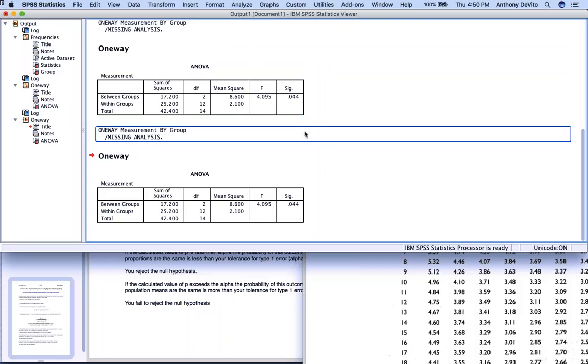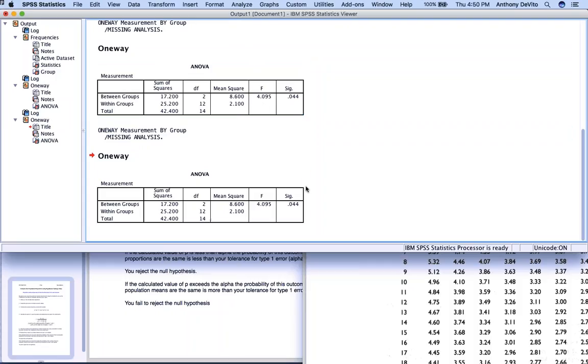In SPSS, it actually calculates the probability of being wrong, right? It's 0.044, it's 4.4%. So since that's less than 5%, we reject the null hypothesis.